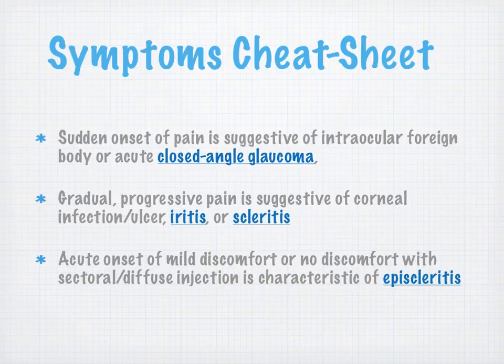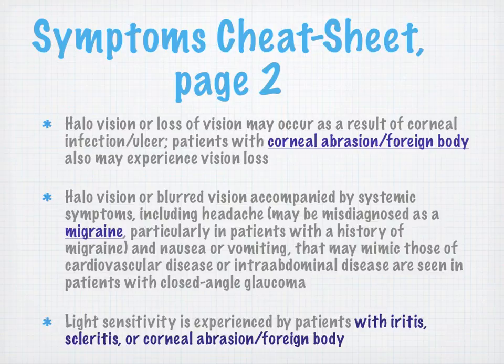So let's go with sudden onset of pain is suggestive of an intraocular foreign body or acute closed angle glaucoma. So sudden pain, think those two things. Gradual progressive pain is more suggestive of a corneal infection or ulcer, iritis, or scleritis. Acute onset of mild discomfort or no discomfort with sectoral or diffuse injection is going to be characteristic of episcleritis. Halo vision or loss of vision may occur as a result of corneal infection or ulcer, and patients with corneal abrasion or foreign body also may experience vision loss.